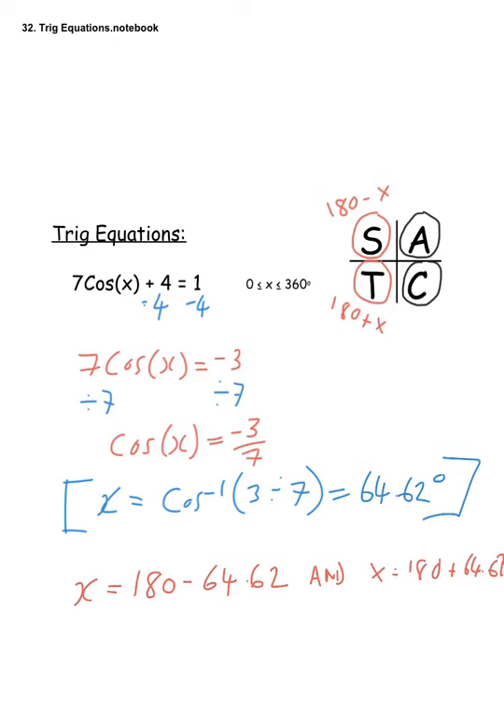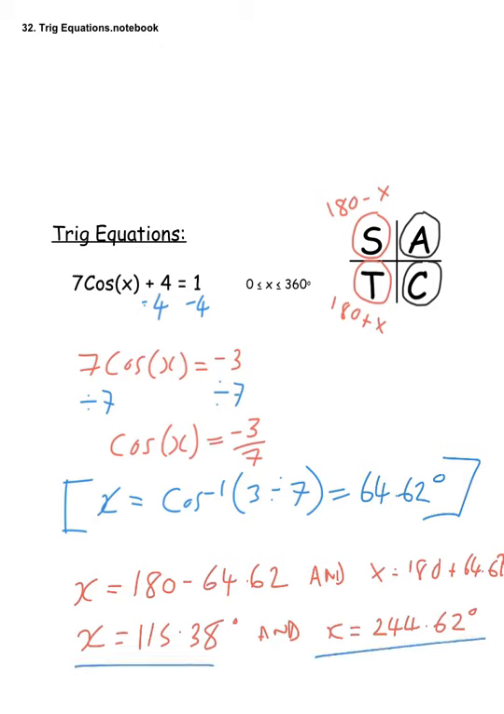Okay, so our final answers are x is equal to 115.38 and x is equal to 244.62 degrees. Those are our two answers. Because we've got a negative cos value, we have to use the answers from the sine quadrant and the tan quadrant, the two places where cos is negative.